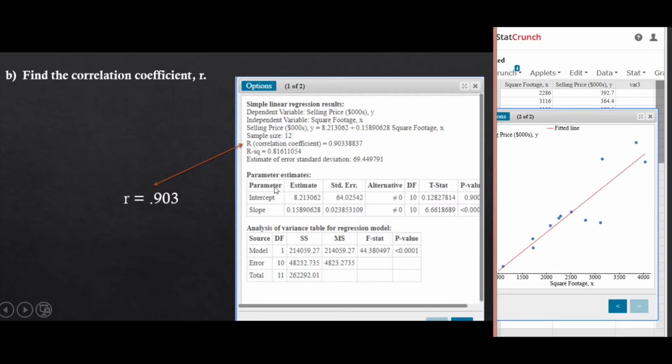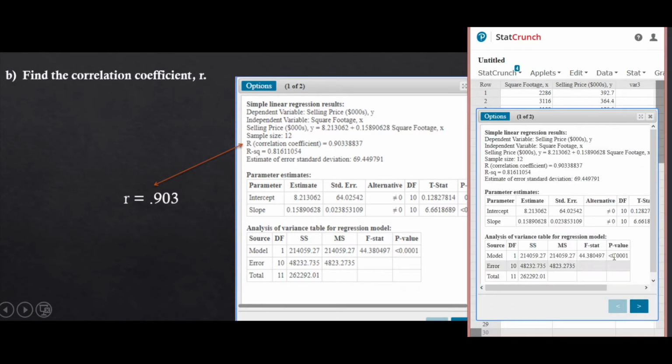So in order to find R, we just click the left arrow to get back to our original results box. And the correlation coefficient for R is the fifth item down. And so for this data set, R is about 0.903. And be sure to pay attention to how the question wants you to round your answer.